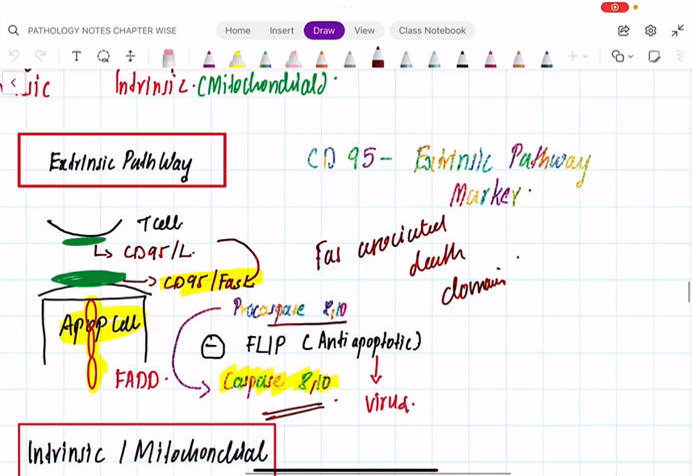Here comes the question: what is the marker of the extrinsic pathway? The answer is CD95, because the T cell has the CD95 ligand, which binds with the CD95 receptors on the apoptotic cells. CD95 we can also say is the FAS ligand. As a result, FADD, that is FAS associated death domain, will undergo trimerization, which will lead to conversion of procaspase 8 and 10 to caspase 8 and 10. That is, the inactive ones are converted into active forms. Finally, the executioner caspases will come into action and remove the apoptotic bodies. Hence the extrinsic pathway marker is CD95. This has been asked as an MCQ many times in previous year questions.